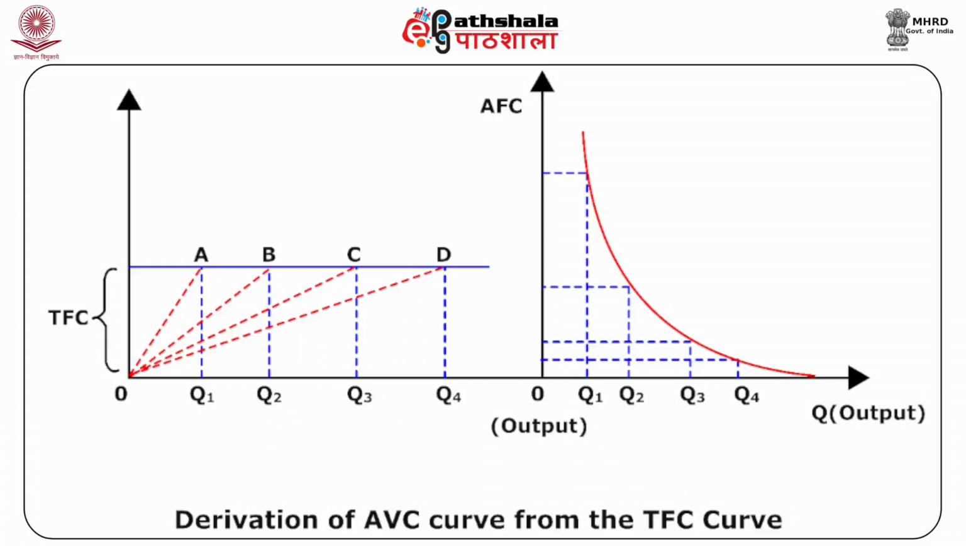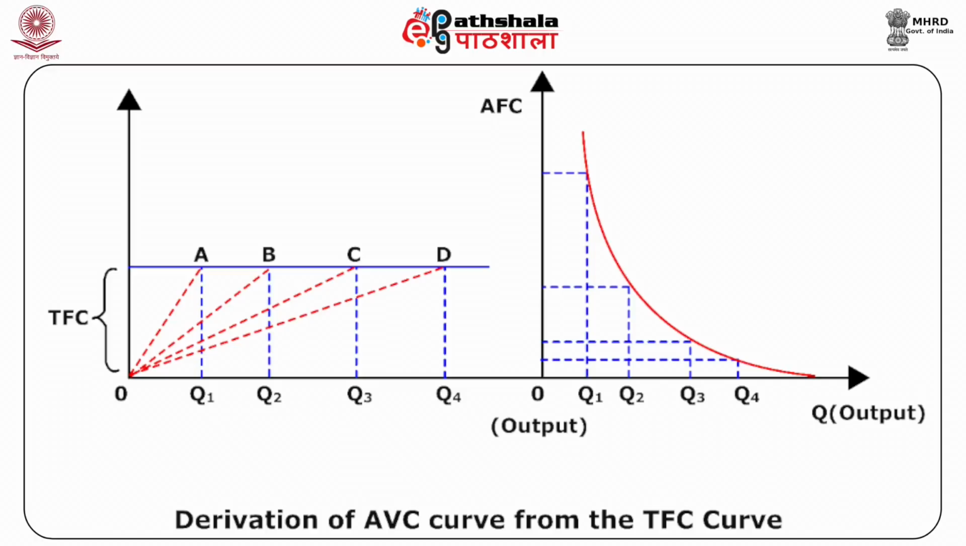So as the output increases from Q1 to Q2 to Q3 to Q4, if you draw a ray from the origin which touches a point on the total fixed cost curve, such as point A for the quantity Q1, then what we could see is that the slope of this line would have AQ1 as the numerator, which is the total fixed cost, divided by OQ1, which is the denominator, which is the quantity. So total fixed cost divided by quantity is height by base. So it is the slope of the line OA.